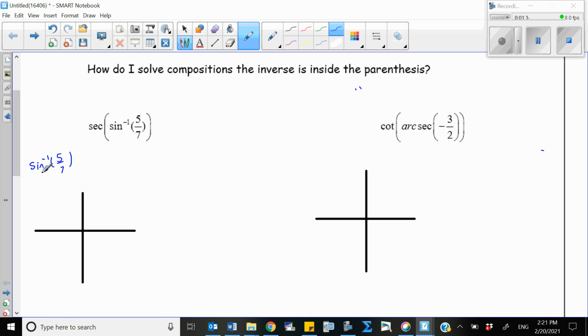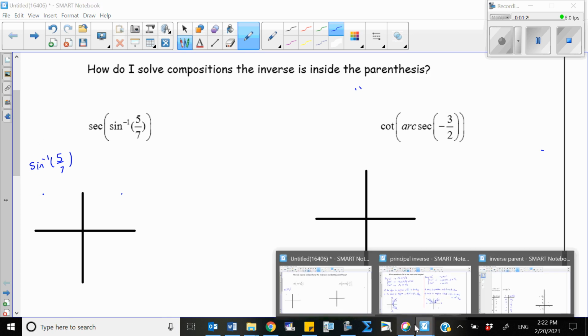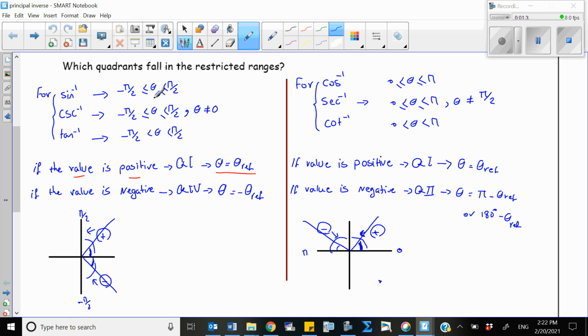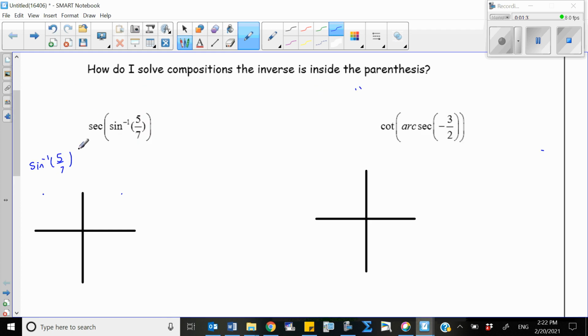Okay, so to solve this, I'm going to say sine value is a positive value. So that means the angle should be either in the first quadrant or the second one. But the restricted range for sine inverse, based on what we have learned before, is between -pi/2 to pi/2. So the second quadrant angle is not in the restricted range, so we don't take this one. We're going to take only this one.